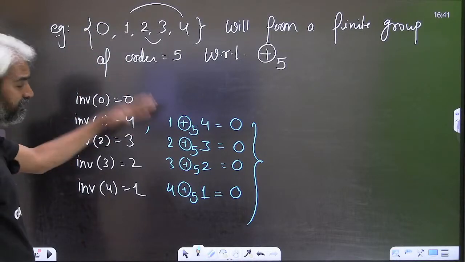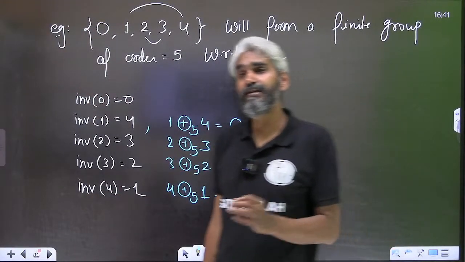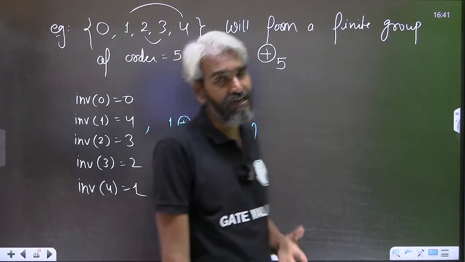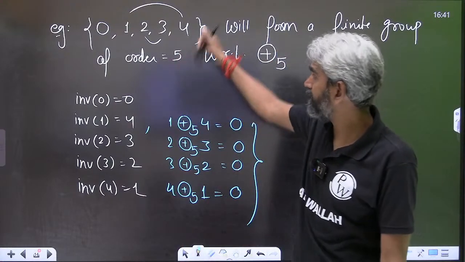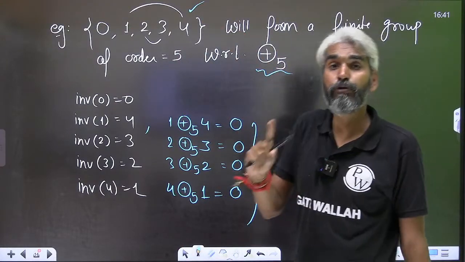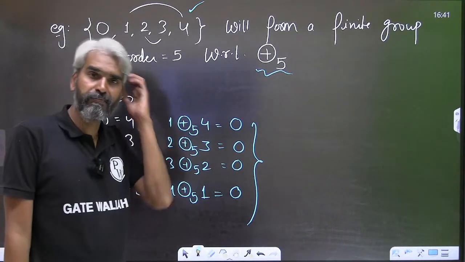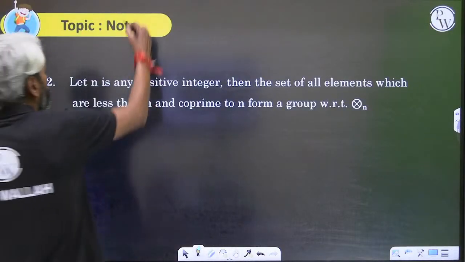So that's the basic definition. If you take the set of all integers from 0 to n minus 1, then it will always form a group with respect to addition modulo n. Similarly, we'll define the concept with respect to multiplication modulo n. So let's look at the second part of the discussion.